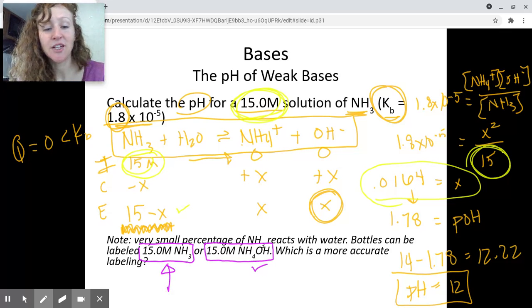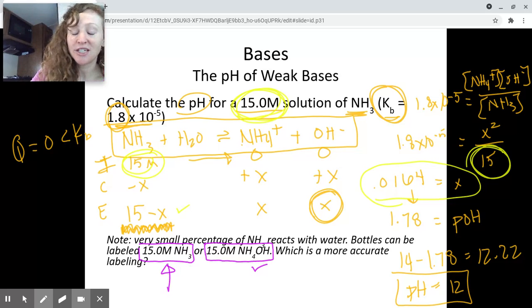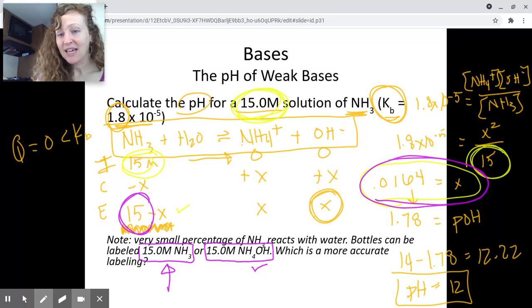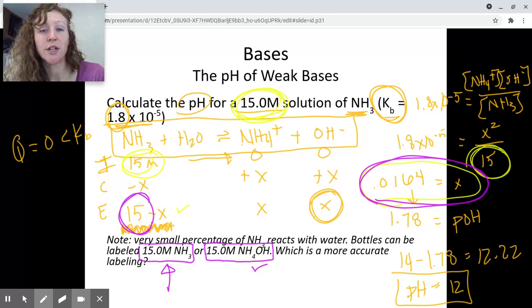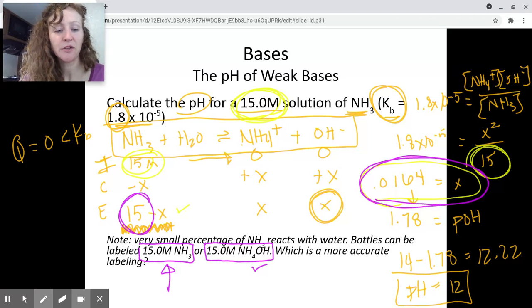And I would argue that NH3 is a better labeling, because more of what's in the bottle is actually NH3, right? This reaction does not proceed very far forward. This reaction is going to be left with about 15 molar ammonia, because when we subtract off that change and round off to 2 sig figs, we still have 15 molar ammonia. It really doesn't shift forward very much. So interesting side note there. Once you start getting into labs and looking at labels, that one can be a confusing one.